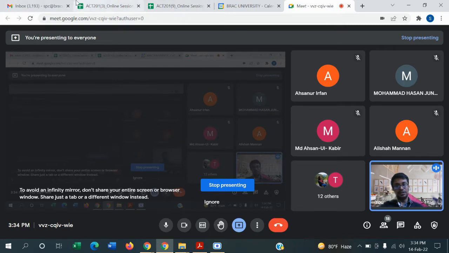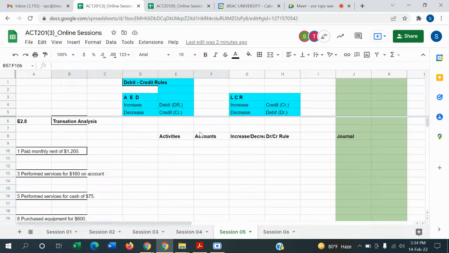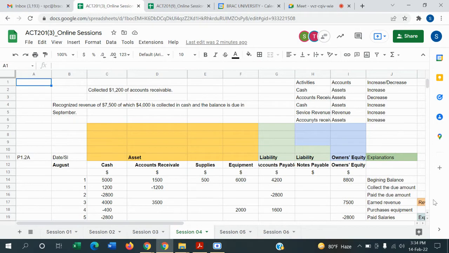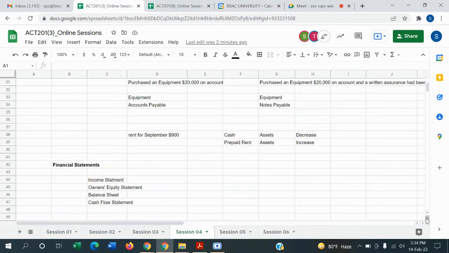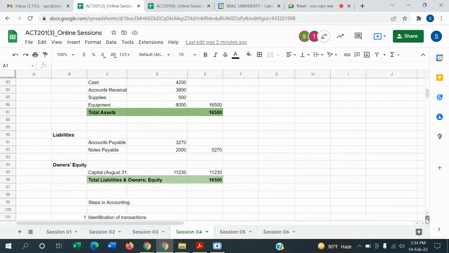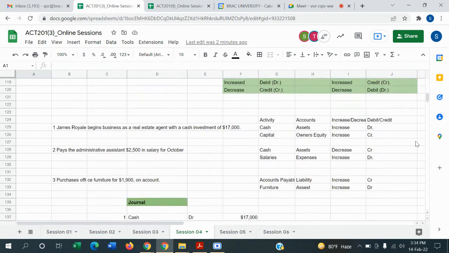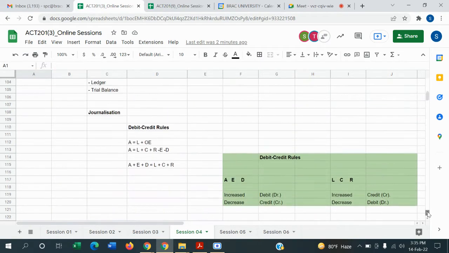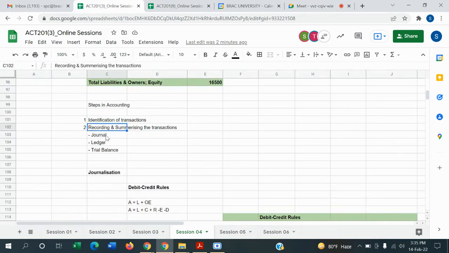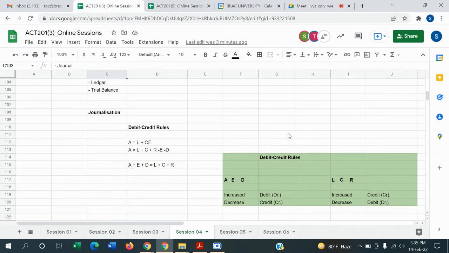By the journalization, we start the recording process, and to record the transactions after identifying them, we have to know what is the first step of accounting activities. First step of accounting activities: recognizing transactions or identifying the transactions, and the second step starts with the recording one. For recording we start with the journalization, and to journalize the transactions we have to apply a rule that is known as the debit credit rule.